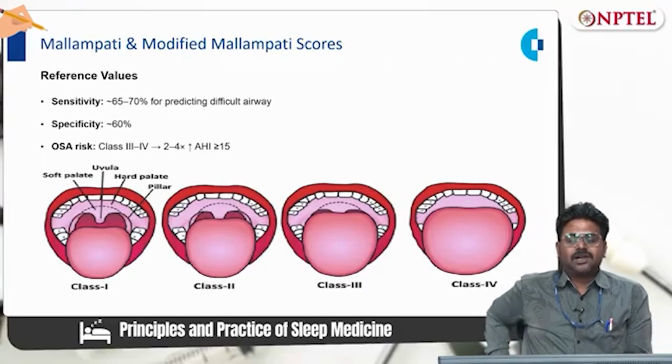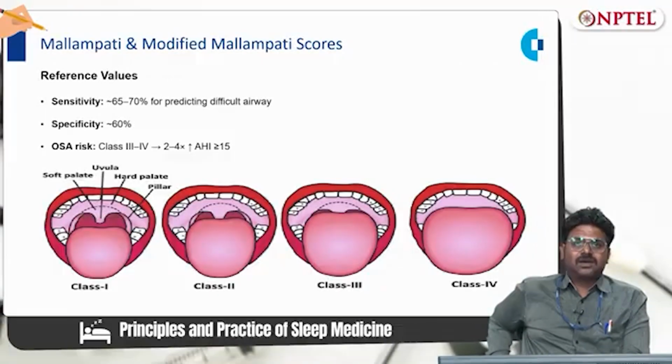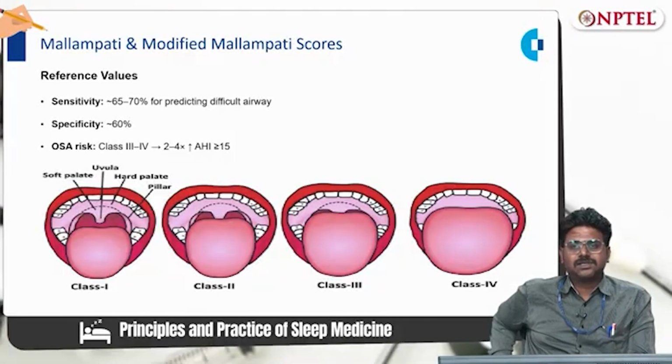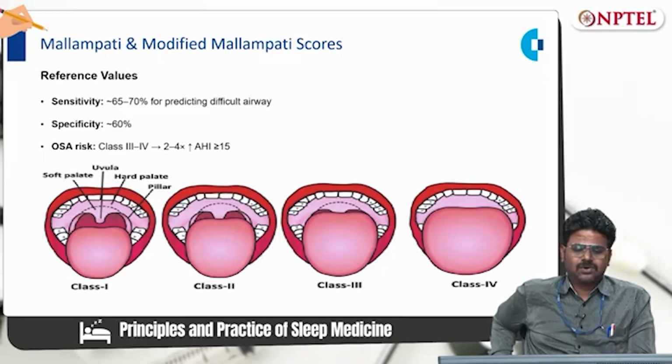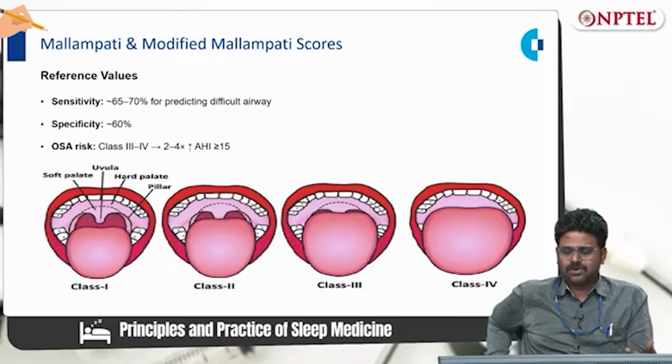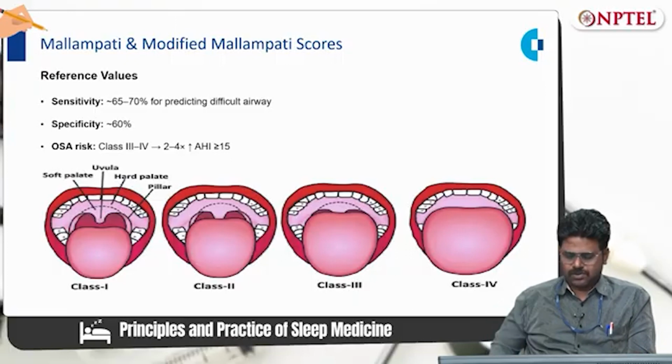Then Mallampati and modified Mallampati scores. Reference values are around a sensitivity of 65 to 70% for predicting difficult airway. Specificity is around 60%. Then OSA risk is present in case of class 3 and class 4, with around a 2 to 3 fold rise in AHI more than or equal to 15. The pictures depict class 1 to class 4 of the Mallampati scores.